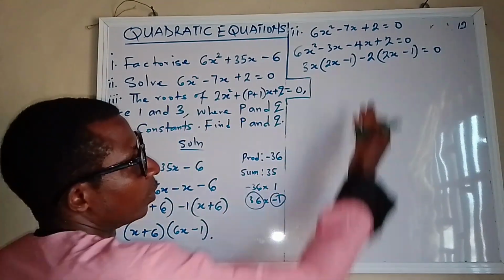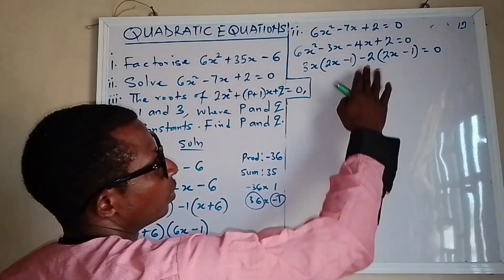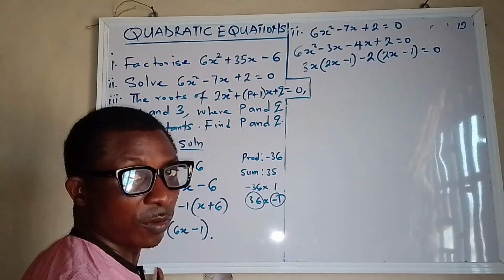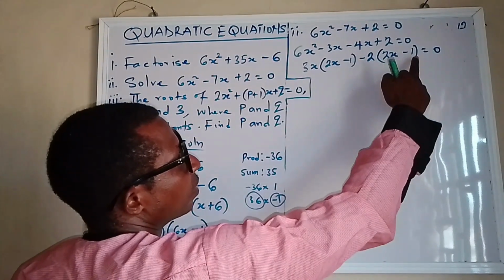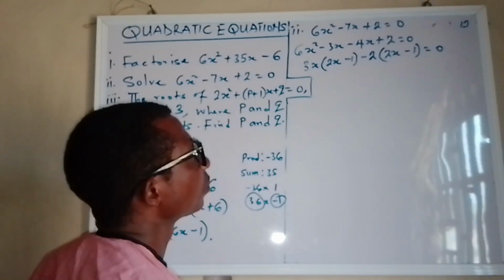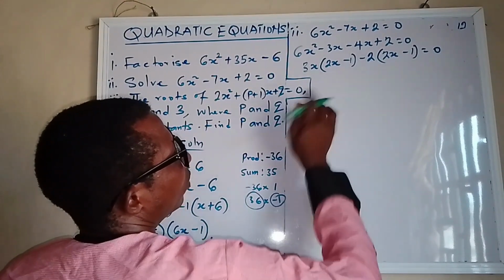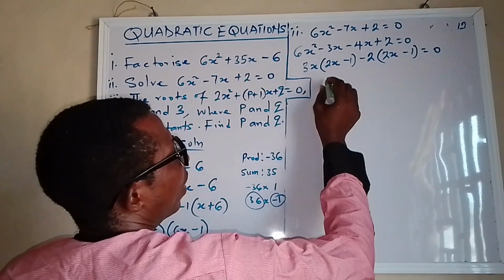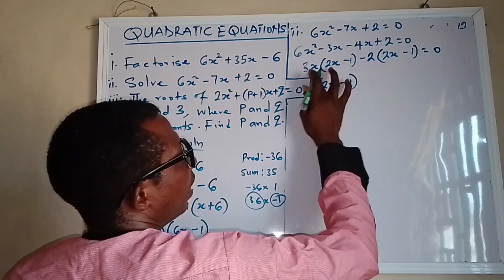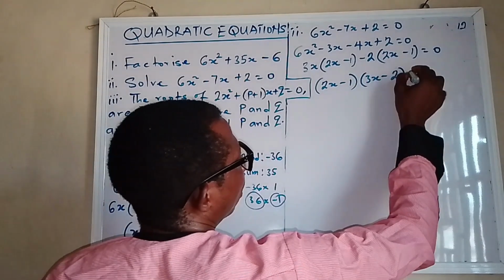Okay, so you can open the bracket to confirm whether what you have here is correct. So when you say minus 2 times 2x, you have minus 4x. Minus 2 times minus 1, that's plus 2. All right, so you factor out this number in the bracket. So we have 2x minus 1. So we are left with this, 3x minus 2 equals to 0.